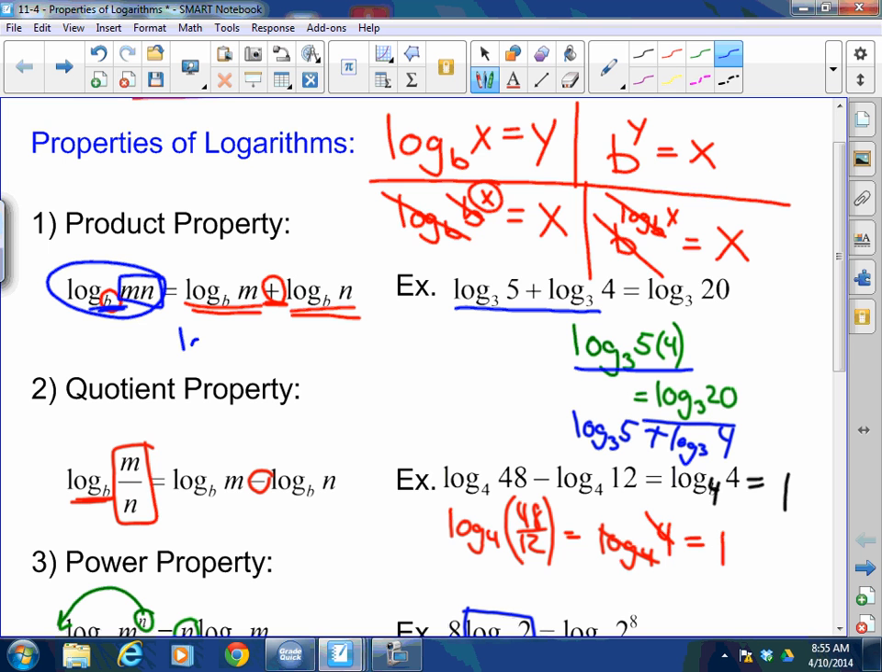Okay, log base 3 of 20. You can expand that a lot of different ways. They would usually go the other way. They'd probably tell you log base 3 of 10 plus log base 3 of 2 type thing. Okay? Thank you so much.